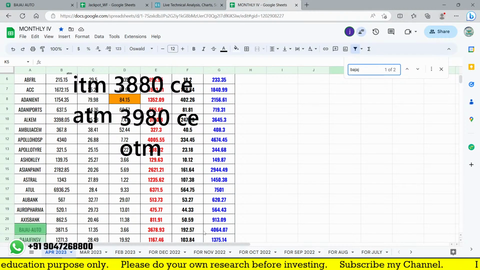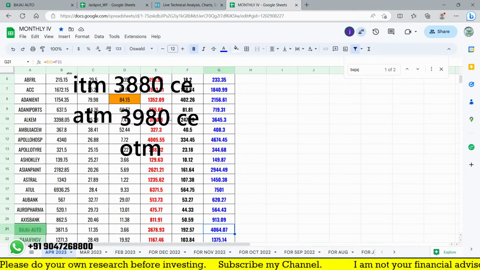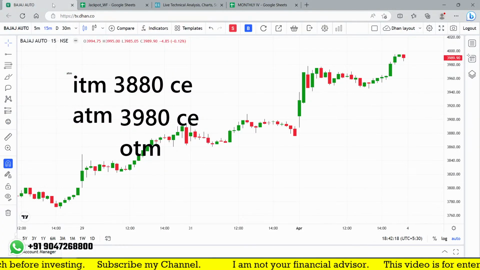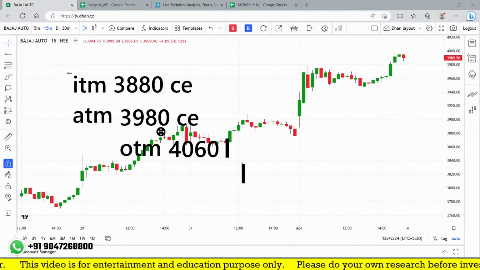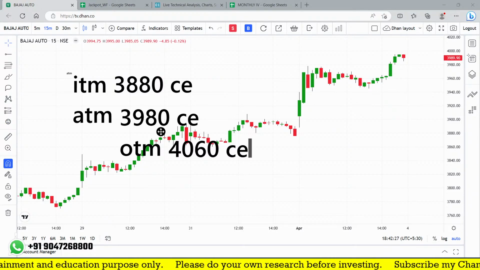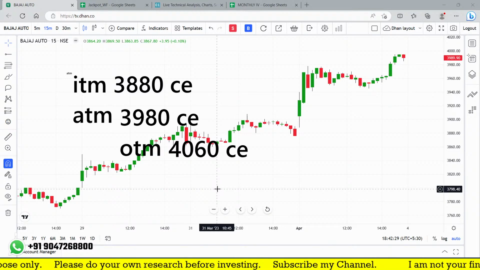Bajaj Auto OTM strike price would be 4064. So if I want to focus on the Bajaj Auto OTM strike price, I just keep going for 4064. That should be my strike price, or the 4060 call option. So these are my three strike prices which I'm going to focus on. You may have some doubts and questions at this point about ATM strike prices.